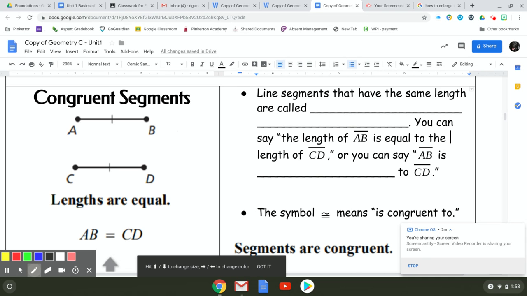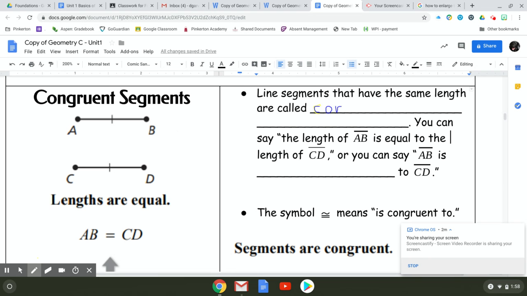So if we go over here, line segments that have the same length are called congruent segments. So fill your notes in while I'm filling these in. Congruent segments.